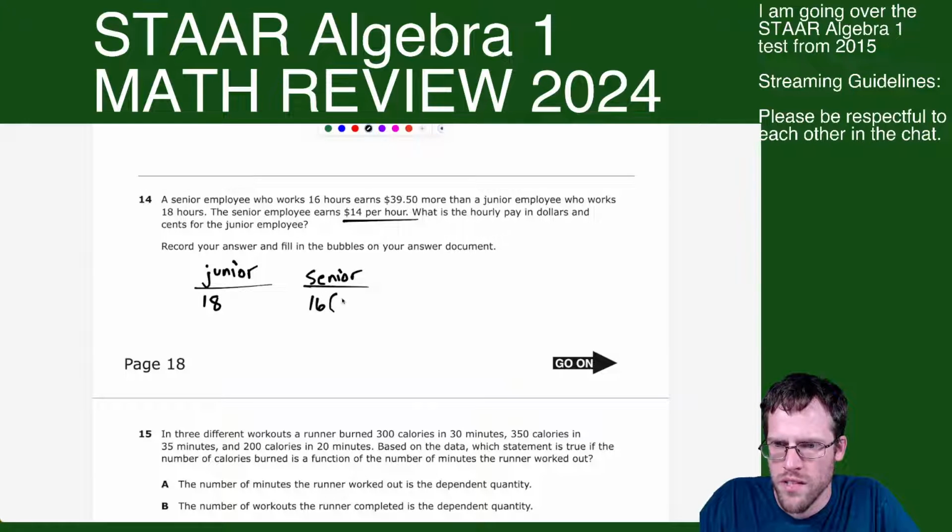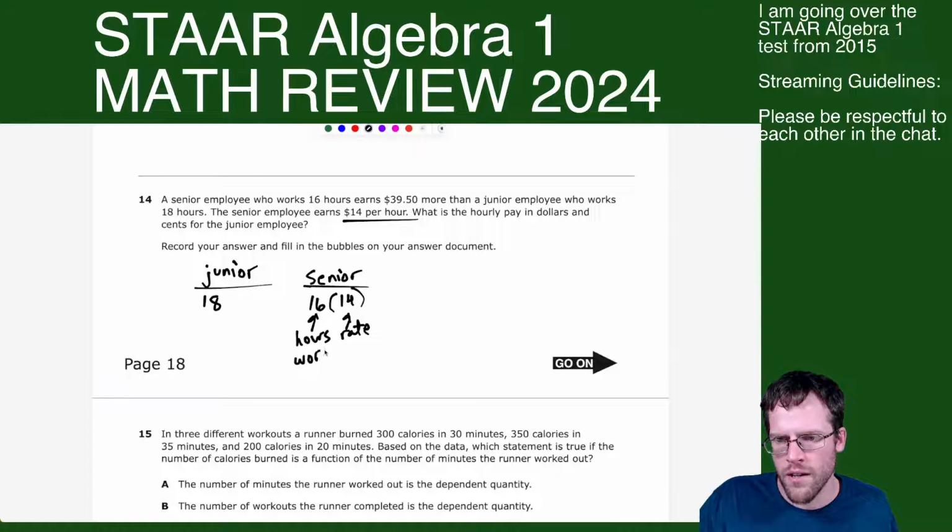If they earn $14 per hour, so this is their rate, and this is the hours worked. If we multiply their hourly rate by the number of hours worked, this tells us how much money they made. So here, for the junior employee, they work 18 hours.